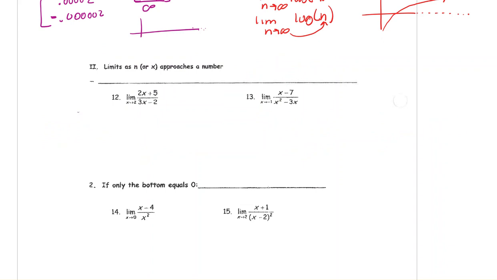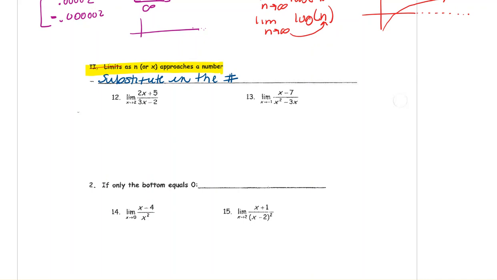Okay, so now we're to a new type. This type is when x is approaching a number. Okay, and so there's a lot of cases here. So the first thing you should always do is you always substitute in the number. Okay, first thing. And then one of three things is going to happen when you do that.